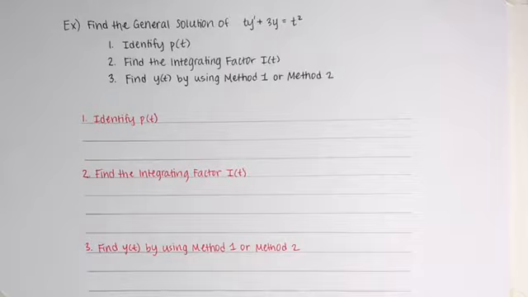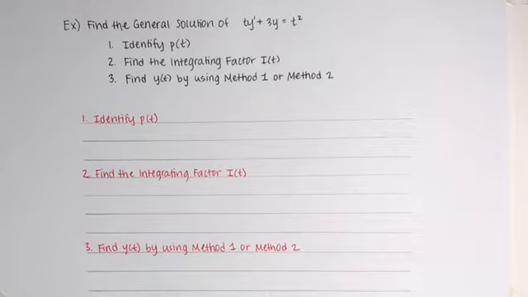The first step is to identify p of t. The second step is to find the integrating factor I of t. The integrating factor is sometimes called mu instead of I of t. It's just a variable. Step 3 is to find y of t. You can do this by using either method 1 or 2. Just use whichever method you're more comfortable with.